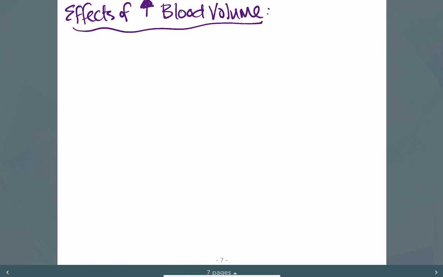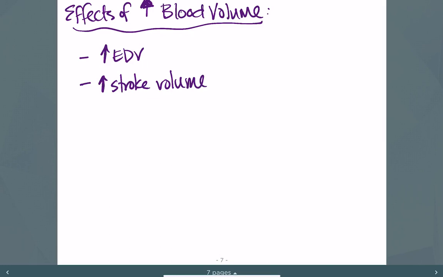If there is more volume in the system, there will be more blood delivered back to the heart. So as we increase blood volume, we are also going to increase end diastolic volume, EDV. End diastolic volume is the volume of blood that's in the heart at the end of diastole. If you can deliver more blood to the heart at the end of diastole, what's going to be the impact on stroke volume? You'd expect an increase in stroke volume.